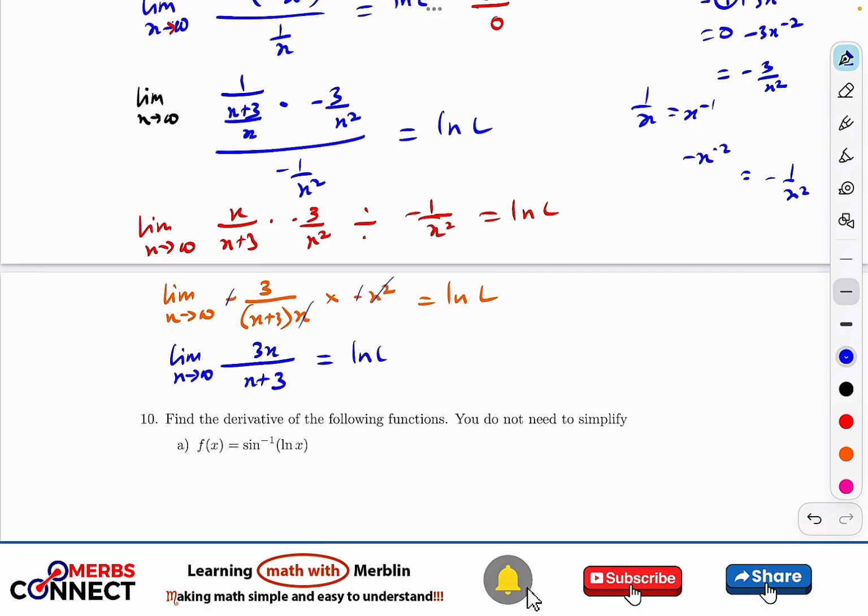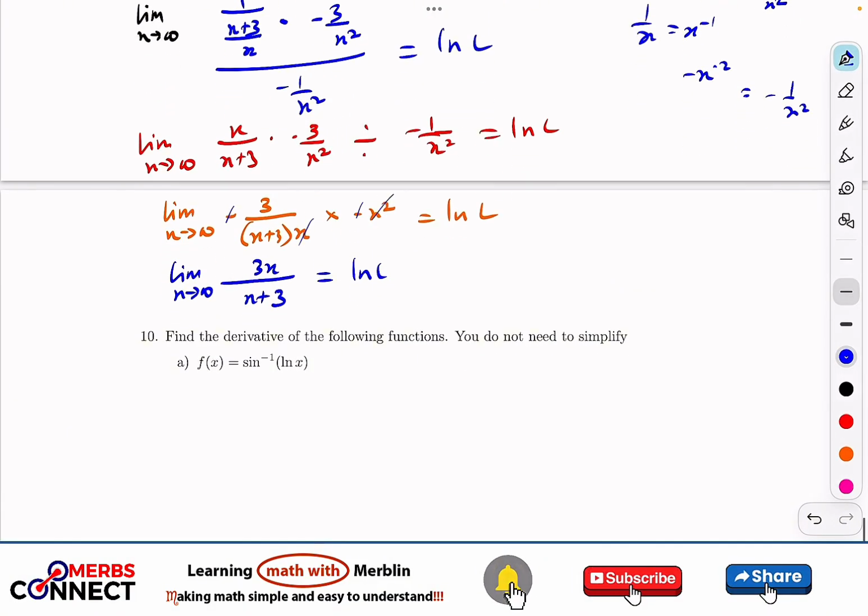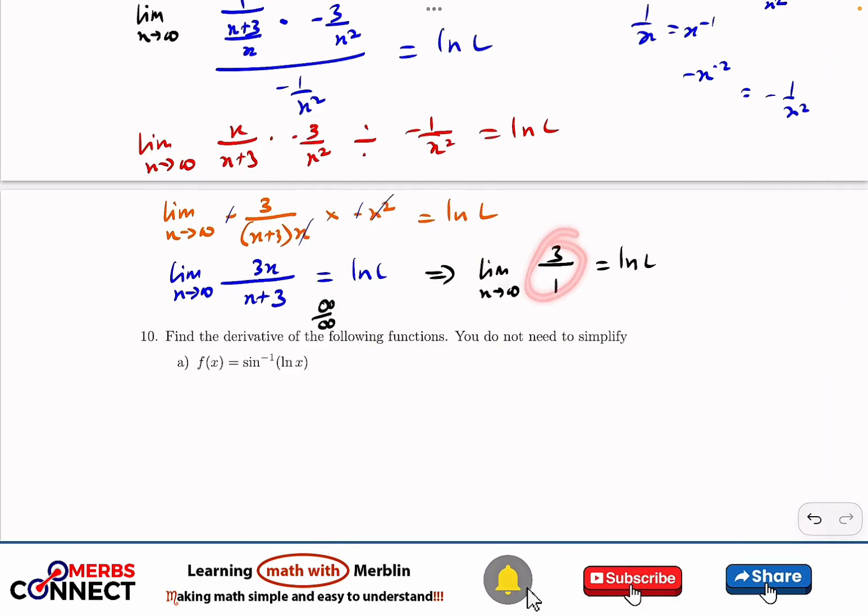We are almost there. Let's plug in infinity again. I don't have space, so I'm going to continue from here. When I plug in infinity, I get infinity over infinity again. So we need to use L'Hopital's rule again. So we have limit x approaching infinity, 3 divided by 1. And fortunately for us, the limit of a constant is the constant.